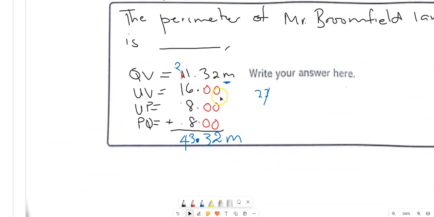Let's go. So we said here 2, and we have 2 by itself because 2 and nothing else, 3 and nothing else, decimal point under decimal point. 8 and 8 would give you 16, 16 and 6, 22, 22 and 1, 23. Write 3 and carry the 2, 2 and 1, 3, 3 and 1 would give you 4. So the perimeter of Mr. Broomfield's land here should be, and let's put this in blue, 43.32 meters.